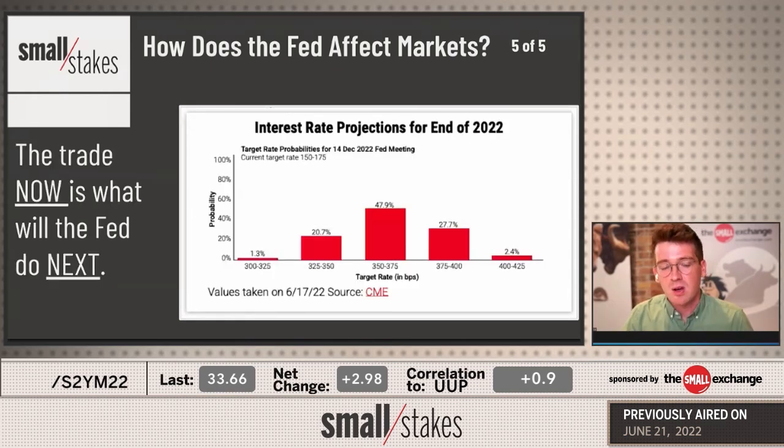And that's what I want to leave you off with: the trade now is not what happened at the June FOMC. It's maybe not even what's going to happen at the July. What's going to happen next from the Fed? And you're seeing for 2022, just like those futures that I showed you, the CME's FedWatch tool showing 350 basis points, or 3.5%, is right around where we're projecting the Fed to be.